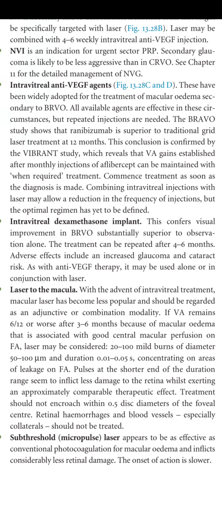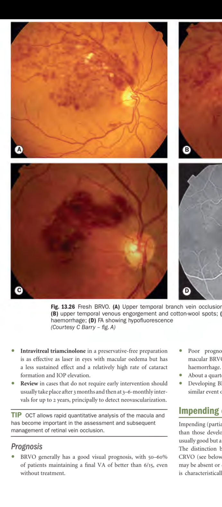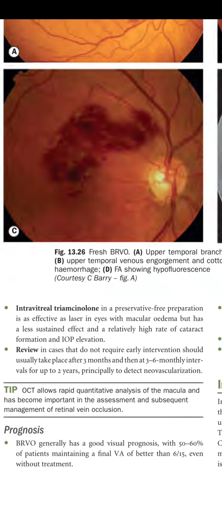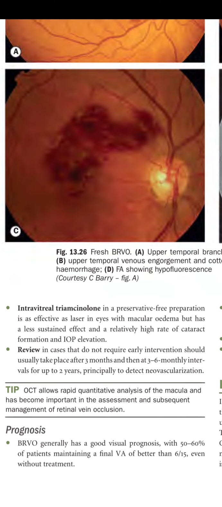Then there is the subthreshold micropulse laser, which appears to be as effective as conventional photocoagulation for macular edema and inflicts considerably less retinal damage. The onset of action is slower. So next is intravitreal triamcinolone for macular edema. Intravitreal triamcinolone in a preservative-free preparation is as effective as laser in eyes with macular edema, but has a less sustained effect, with a relatively higher rate of cataract formation and IOP elevation.